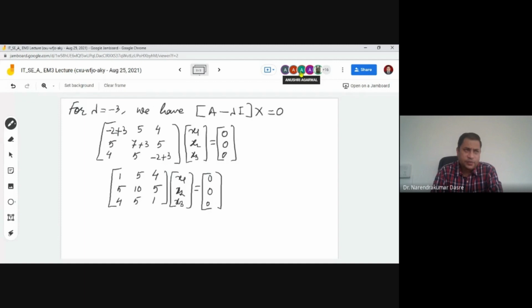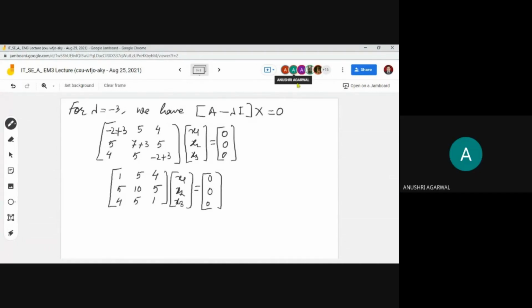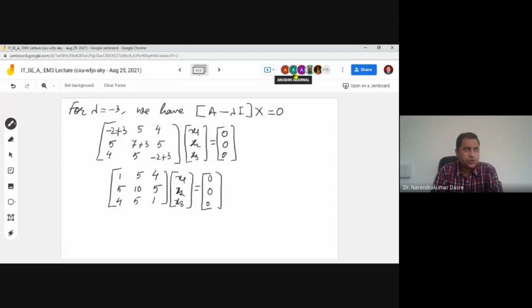Can we apply Cramer's rule here? Three distinct equations. So can we apply Cramer's rule? Yes, sir. Okay. Which 2 equations do you want to consider? First 2. Okay, so let us consider the first 2 equations. As we have 3 distinct equations here, we can consider any 2.